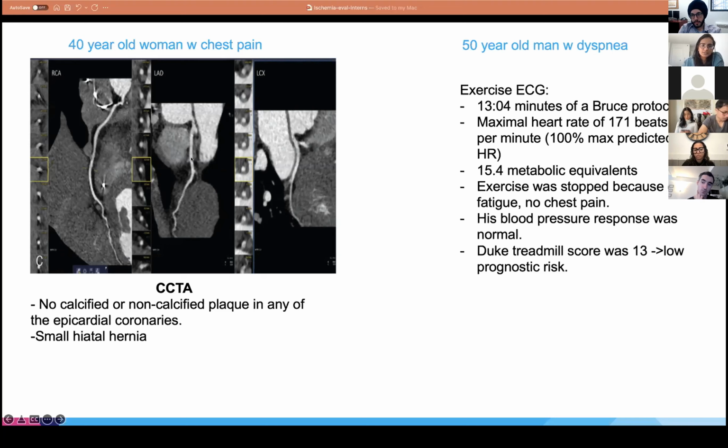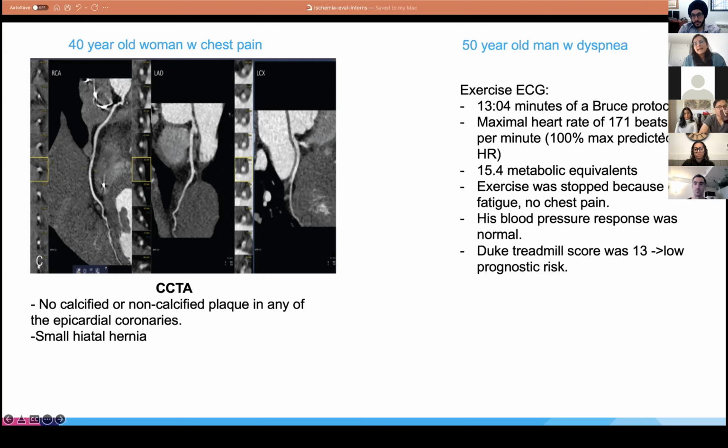If this patient had shown some plaque, that would have helped too, because then we'd know the plaque is not going to cause her symptoms. However, given that the plaque has started to form, calcified or non-calcified, we would have started this patient on aspirin and statin at least for prevention, to make sure that the plaque doesn't progress. So CCTA is helpful for both things.